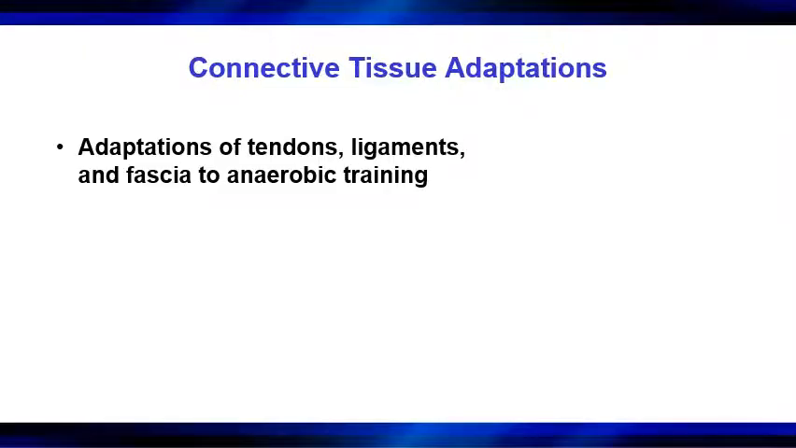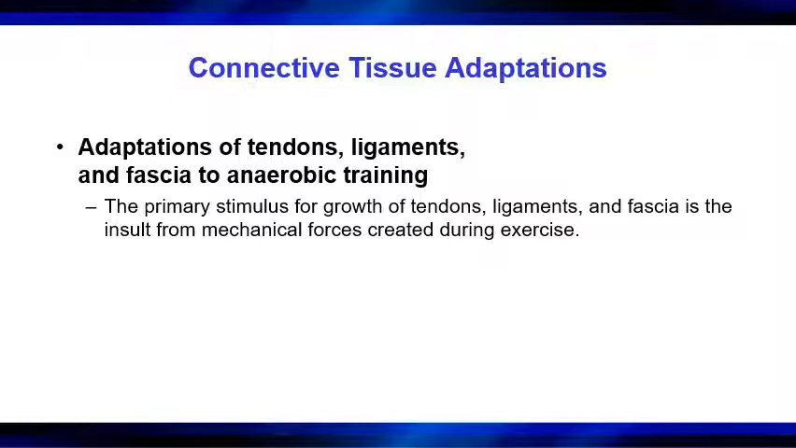So again, other types of soft tissue have to adapt as well. We have to look at the tendons, ligaments, and fascia. We know what the muscle does, the active contractile tissue, but these other tissues are also going to adapt to these forces. The primary stimulus for the growth of these soft tissue structures is the insult from mechanical forces created during exercise. So muscle's not going to be the only thing that's affected.